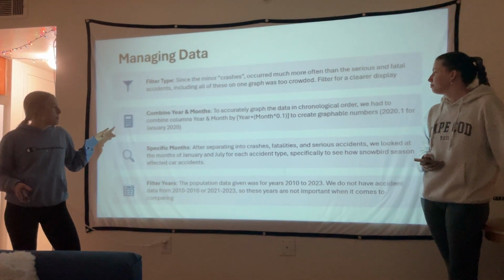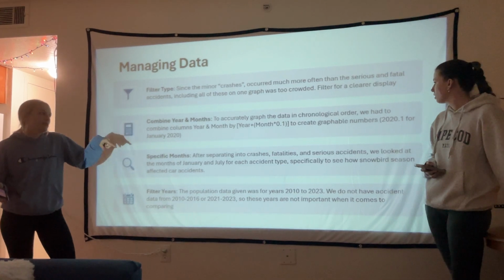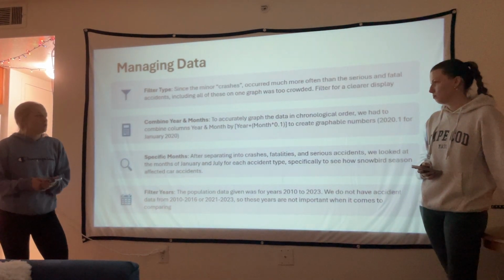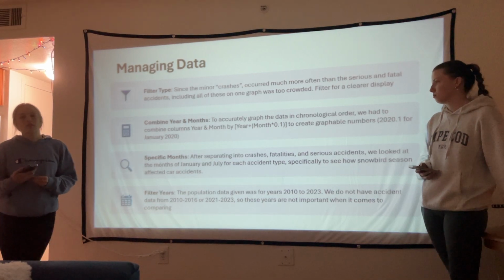So we had to mutate the data a little bit to do like the year plus the month, so it'd be like 2020.1 for January of 2020 in order to correctly graph it.